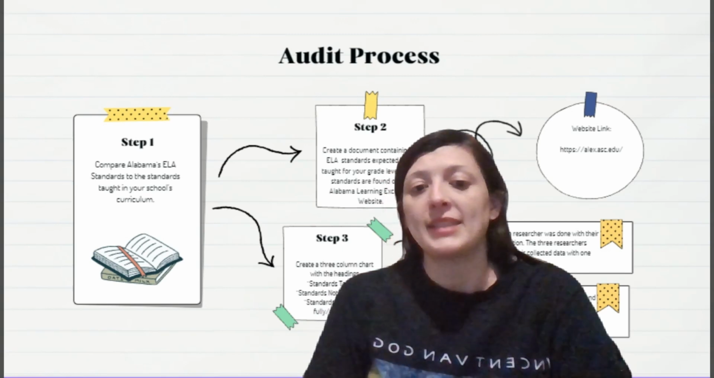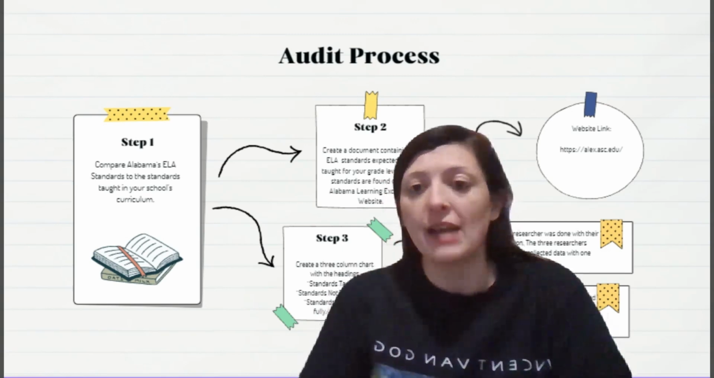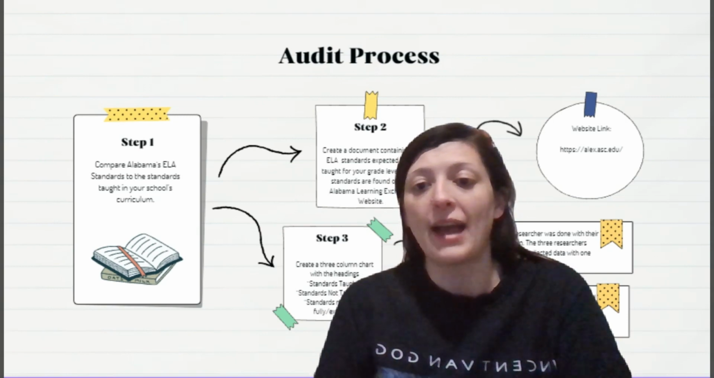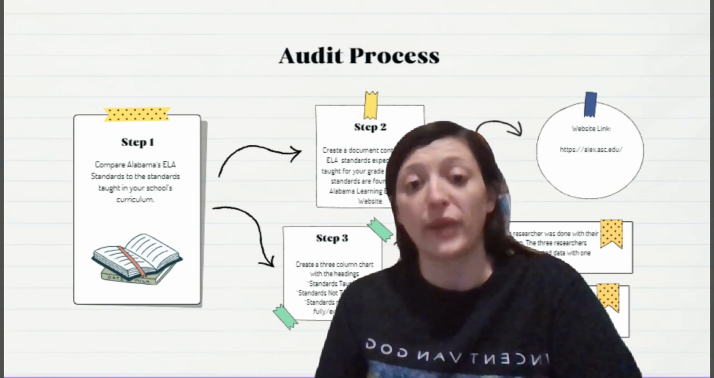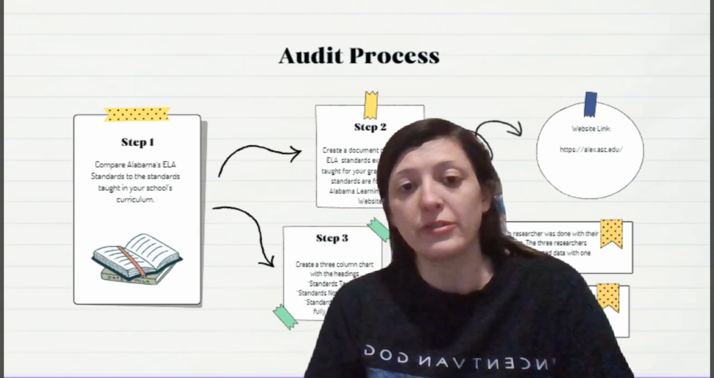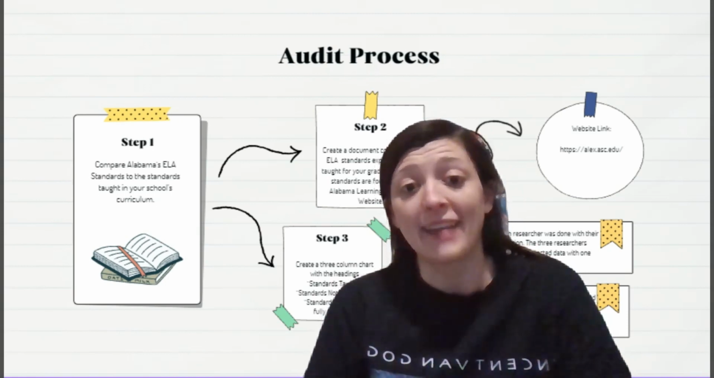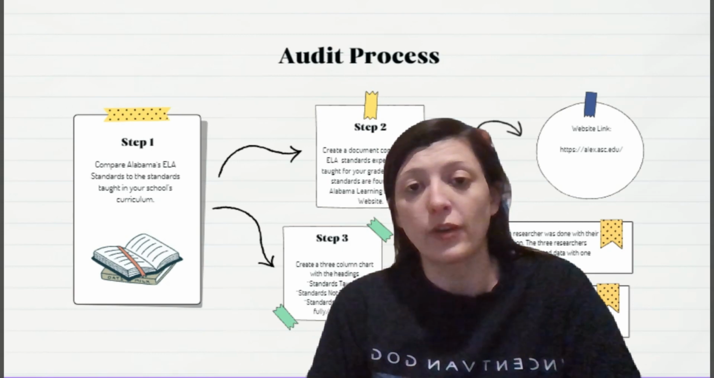This is the audit process. Our audit process started with just a few steps. Our first step was to compare Alabama's ELA standards to the standards taught through our school's curriculum. And both of our schools use Amplify CKLA to teach reading for our grades.